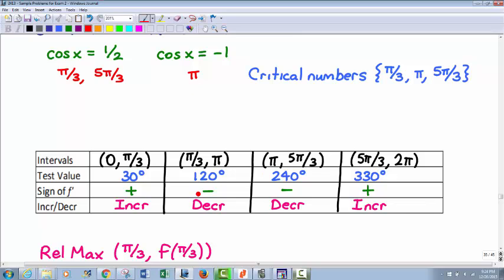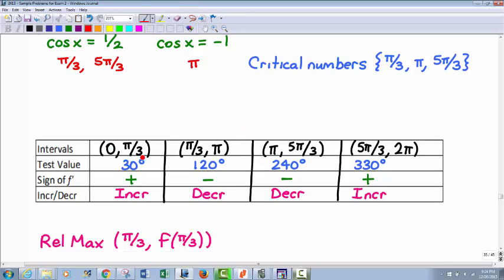And okay, I kind of mix it up here a little bit, but be careful if you do it the way I did this. I don't know why I did it. It's okay, but I just felt like using test values in degrees. But then if you do that, make sure that your calculator's in degree mode. That's very important.